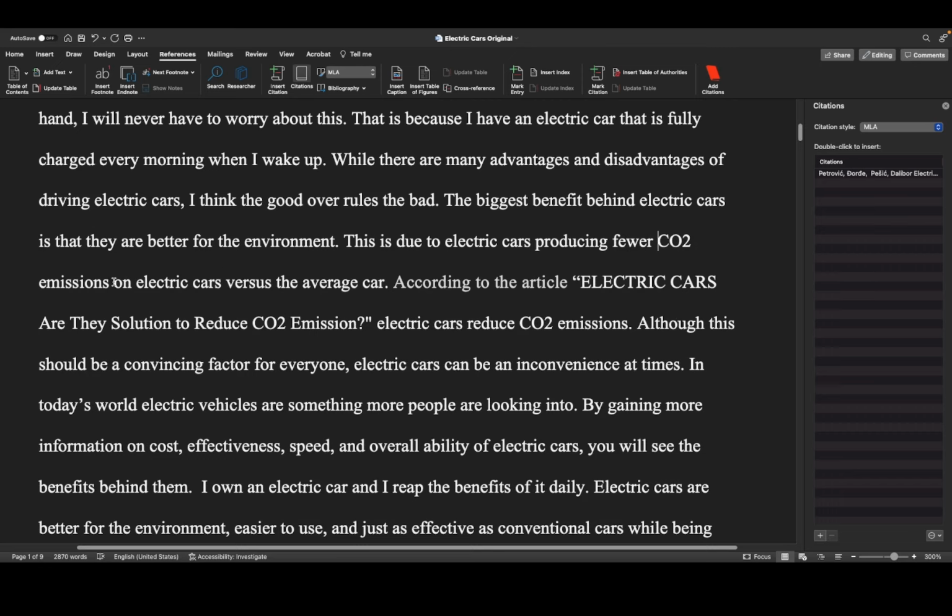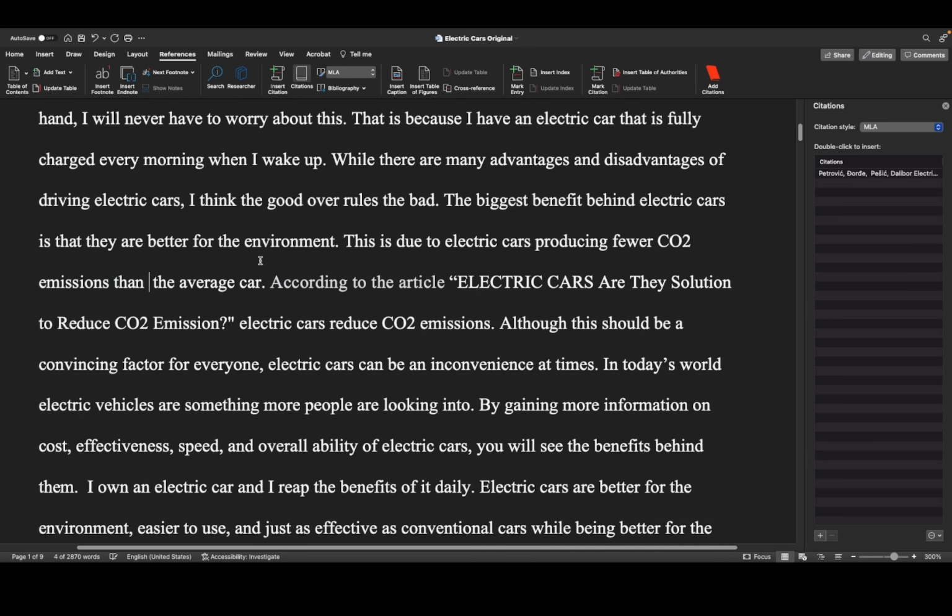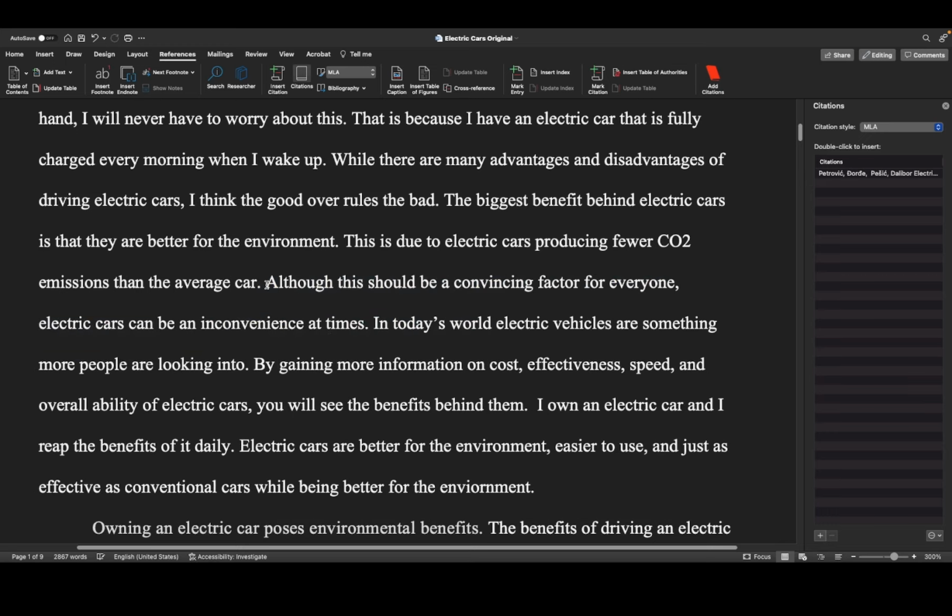Literature is producing fewer CO2 emissions. Okay. Let me say this. Right, because obviously it's worse than a bike. And then we'll put our source in here. Because you'll note this says the same thing as this, right? It helps reduce CO2 emissions. It says the same thing.